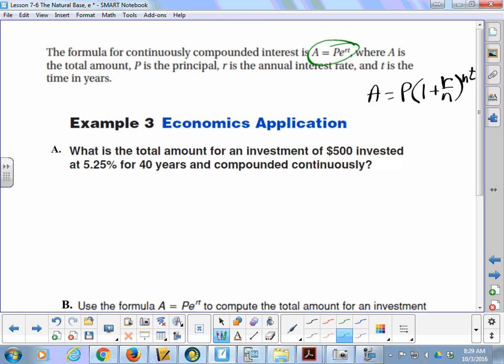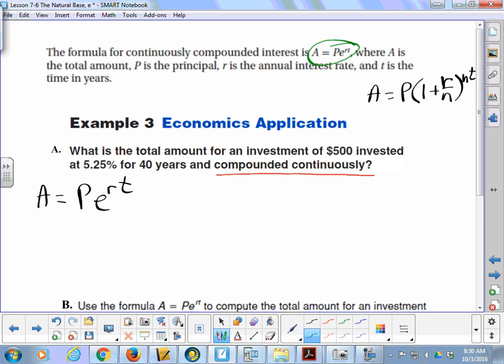It says, what is the total amount for an investment of $500 invested at 5.25% interest for 40 years and compounded continuously? So if you can leave money in the bank for 40 years, you're awesome. That should be a goal. You put some money in the bank now and let it stay there forever. Unfortunately, nowadays, you're never going to see 5.25% interest, unless they're charging it to you. They're certainly not going to give you money at that rate. But anyways, because it says they are compounding it continuously, we're using this formula.